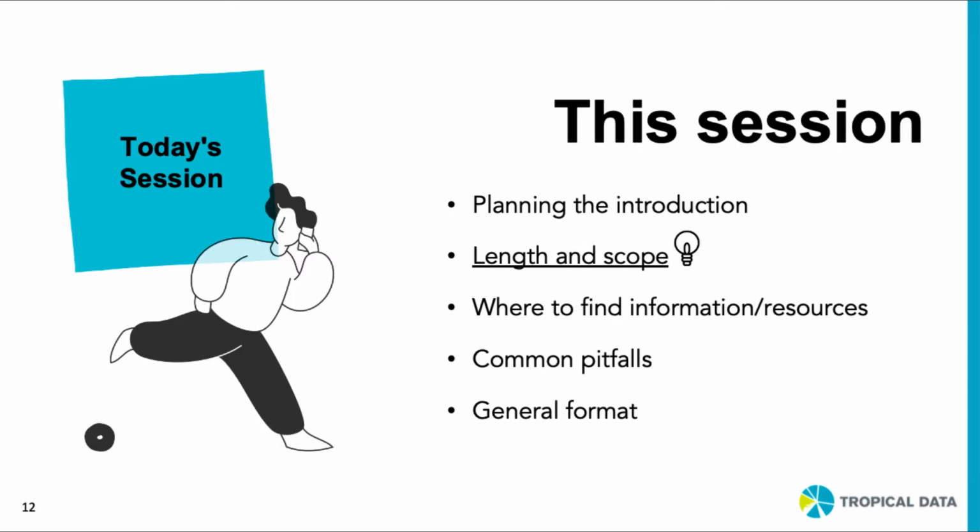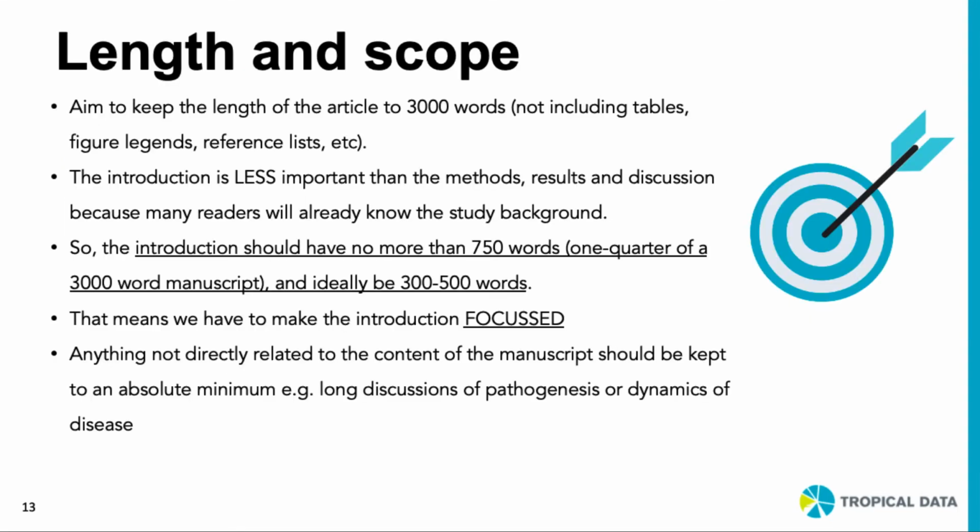Now we will move on to discuss the length and scope of the introduction section. Word count limit is determined by the target journal, and you should check this first. We will use the guidelines required for publishing by Ophthalmic Epidemiology, and so the aim is to keep the length of the entire article to around 3,000 words, not including tables, figure legends, and reference lists. It's sensible then to think the introduction should be about 1/4 of that, or 750 words.